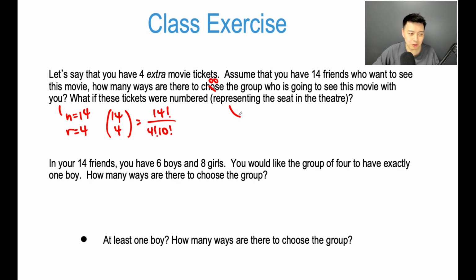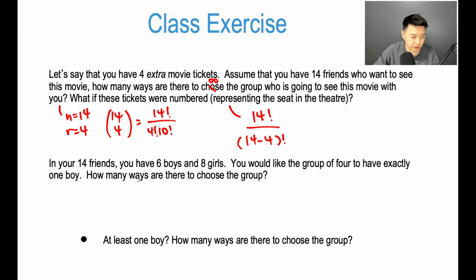But what if these tickets were numbered? For example, one of the tickets was in the front of the theater and another ticket was in the back of the theater, and so on. Now order matters. If I choose one friend, it's different than if I choose another friend at a particular location. If I get chosen first, maybe I sit at the front. If I get chosen third, maybe I sit at the back. So that makes a difference. The only difference here would be that this is 14 factorial over (14 minus 4) factorial, so 10 factorial.